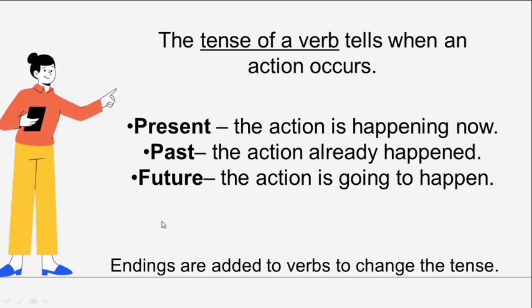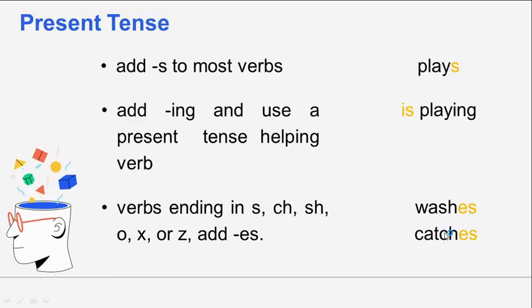It says here that endings are added to verbs in order to change their tense. So let's start with the present tense. Here are the rules in changing the tense of the verb for the present tense. The first one, add s to most of the verbs. For example, play, plays. But also take note that we're just going to add s to the verb if the subject is singular. If it is already plural, we don't need to add letter s. So in short, we still need to follow the rule of subject and verb agreement.